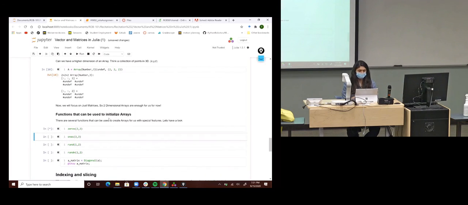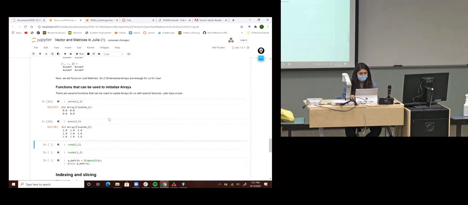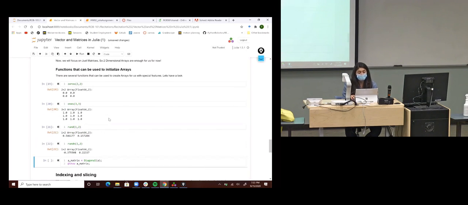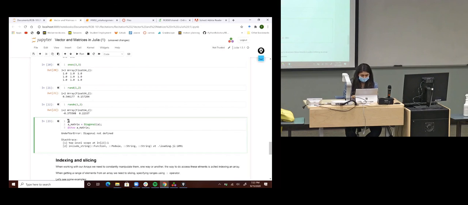There are other ways of building arrays. You can use statements like zeros, which will build an array full of 0 with the size that you pass as an argument. So it's 2, 2. Ones will build a matrix of all ones with 3, 3. Rand will build a matrix of 1, 2, a sampling from a uniform distribution. I need to use LinearAlgebra.